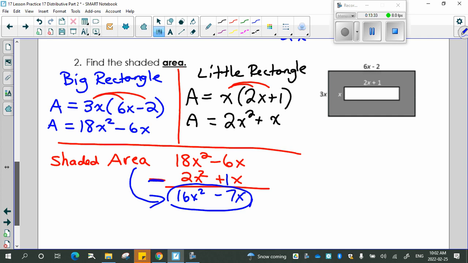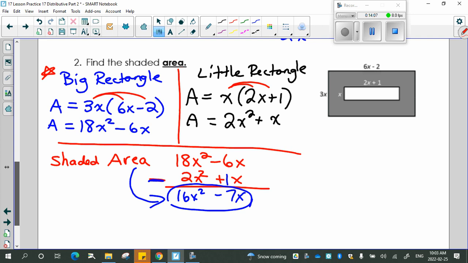So you had to do 3 things here. You had to find the area of the big rectangle. Then you had to find the area of the little rectangle. To get the shaded area, you had to subtract the little one from the big one. And be very careful when you're subtracting negative 6 minus 1, you get negative 7 x's. Okay? So you have to have your integer rules in mind. All right, so that one maybe is worth a star.